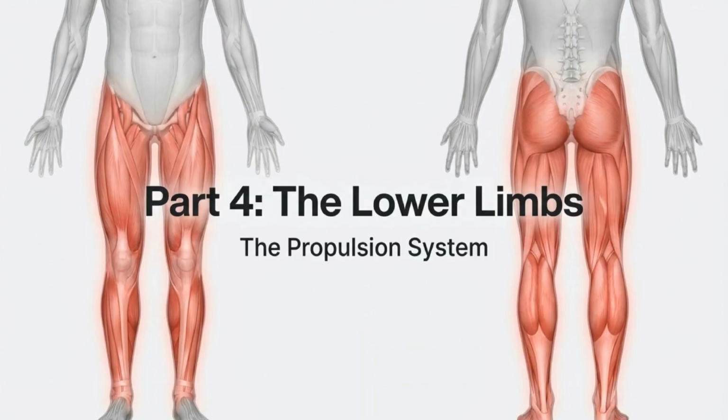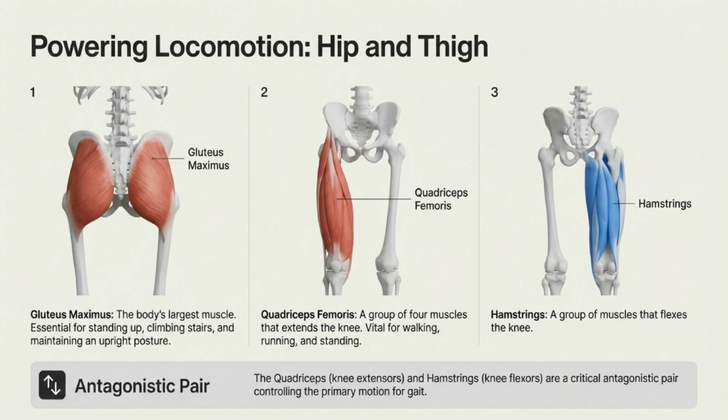Finally, we arrive at Part 4, the lower limbs. This region functions as the body's primary propulsion system. Powering locomotion requires the robust muscles of the hip and thigh. First is the gluteus maximus, the body's largest muscle. It is essential for heavy lifting tasks like standing up, climbing stairs, and maintaining an upright posture.